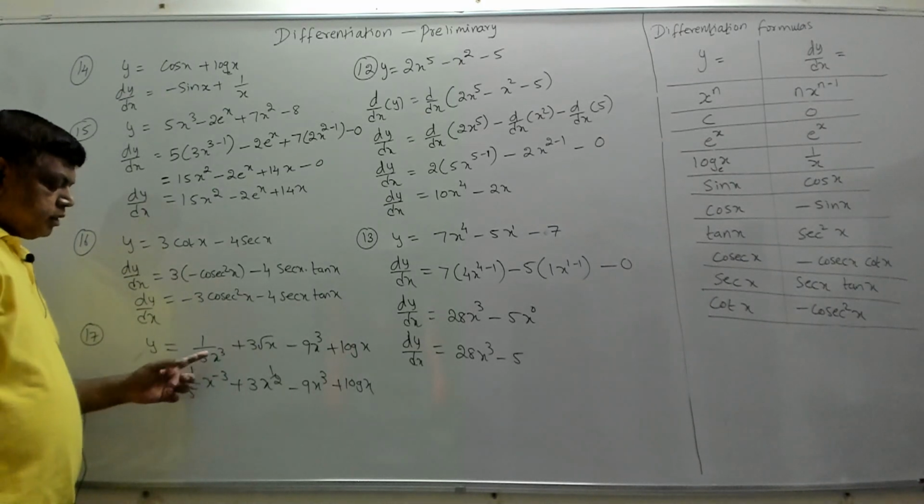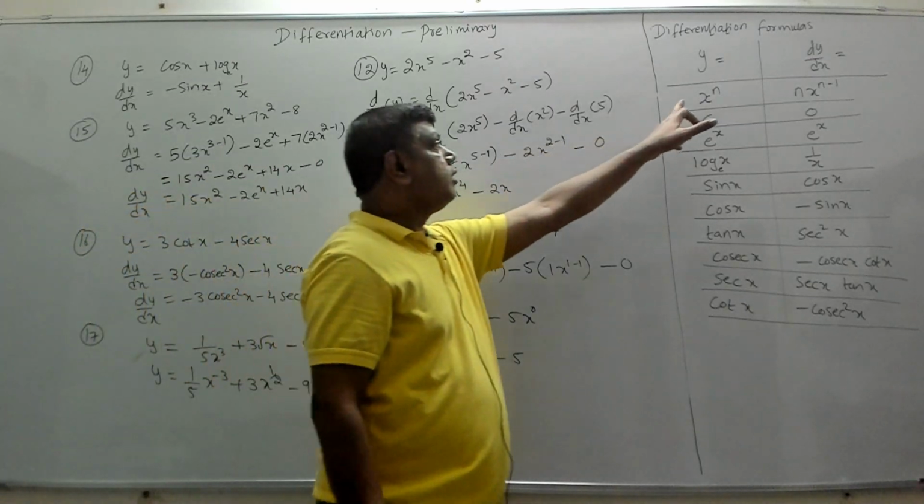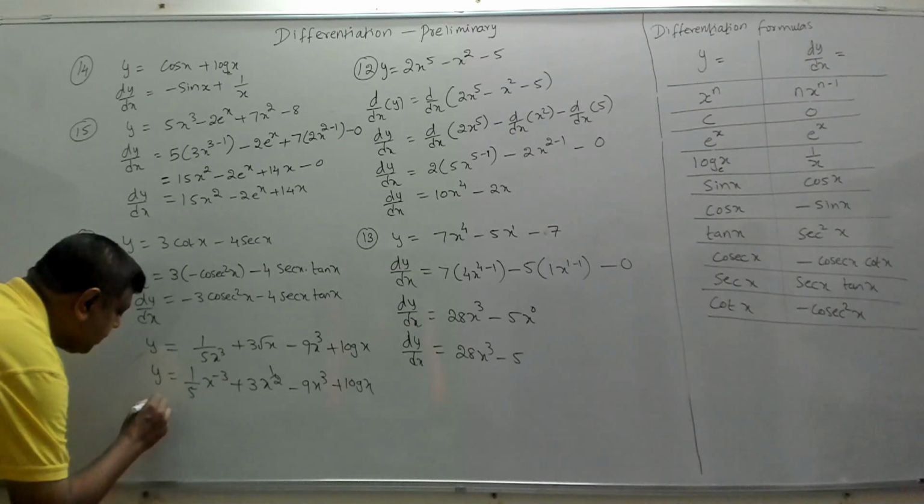The only thing is, we have written wherever possible as x power something, so that we can apply this formula: x power n as n x power n minus 1. Now what is the differentiation of this?